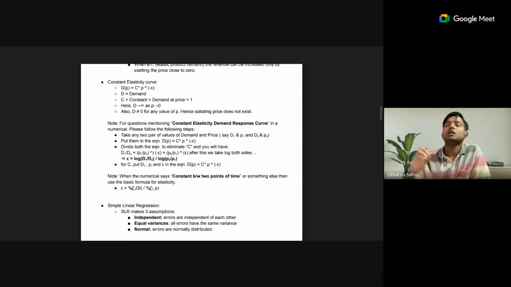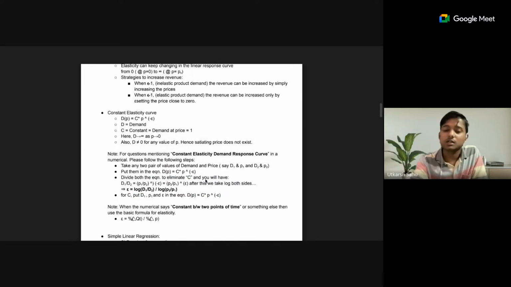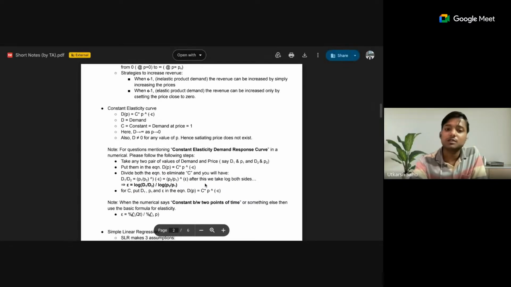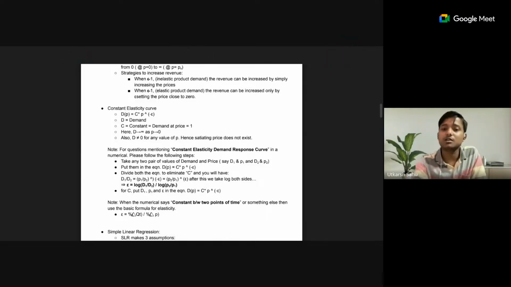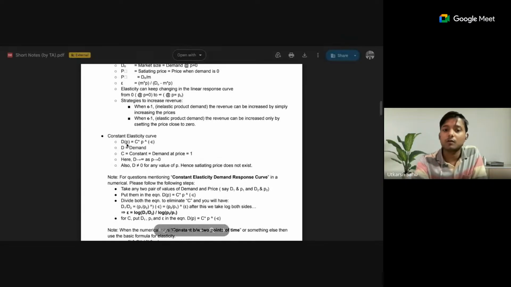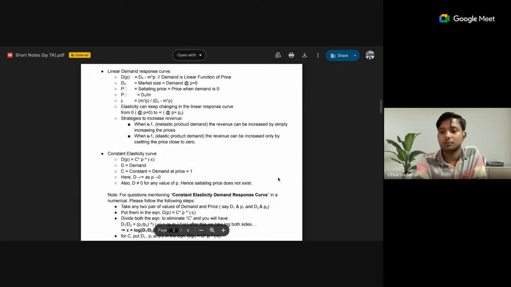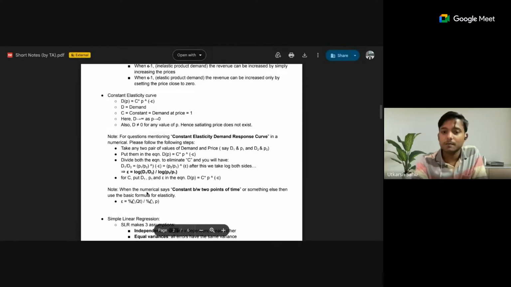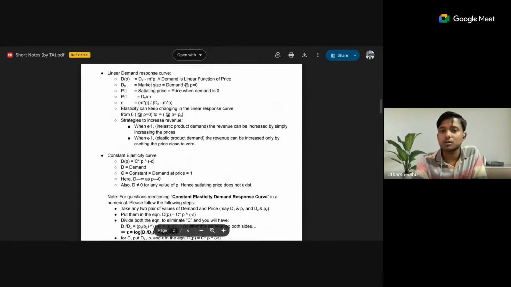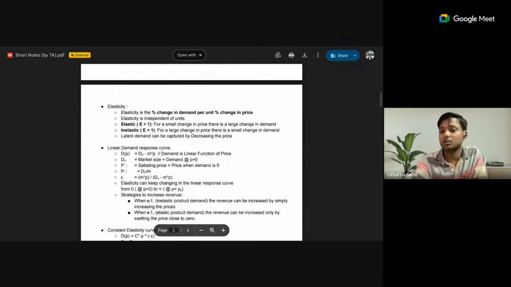If they say it is constant for the next 2, 3 months, or something like that, you are not supposed to use this formula. It will give you a wrong answer. By chance, the answer might come in the same range, so if you are lucky it's okay, but remember this thing. Regarding the constant elasticity curve, remember one more thing: it does not have an intercept. If they ask for the intercept, it would basically be your log C, which you get after transformation.